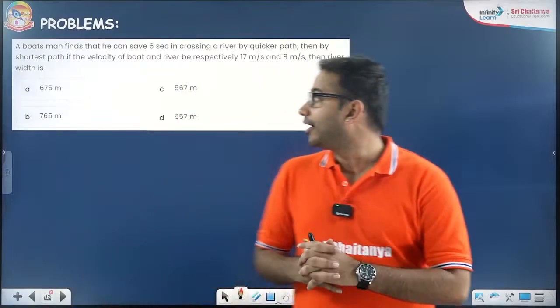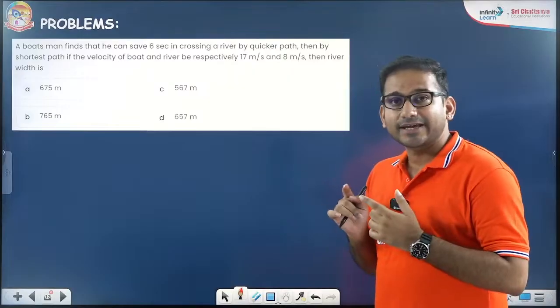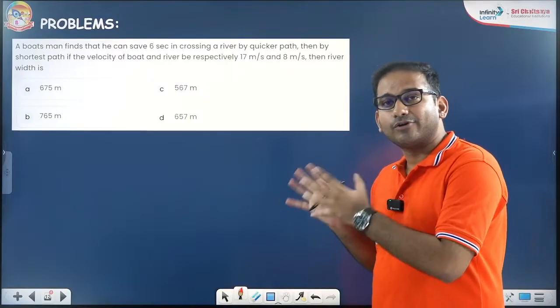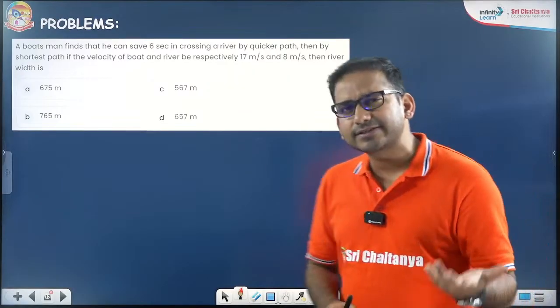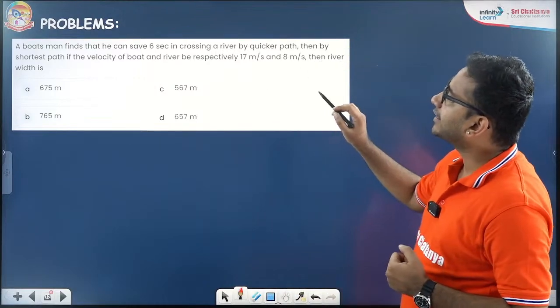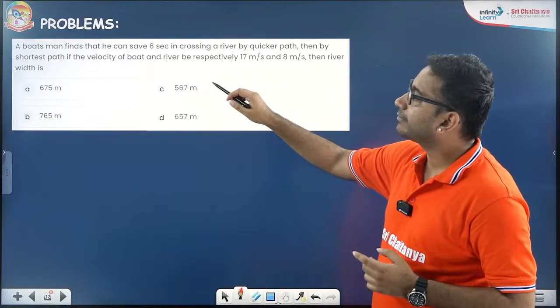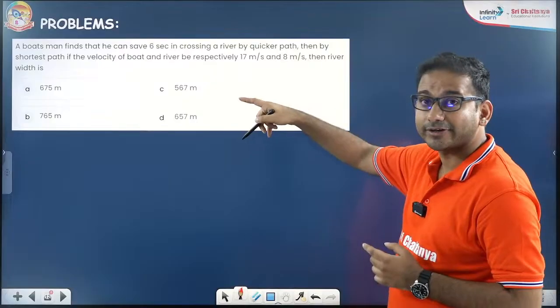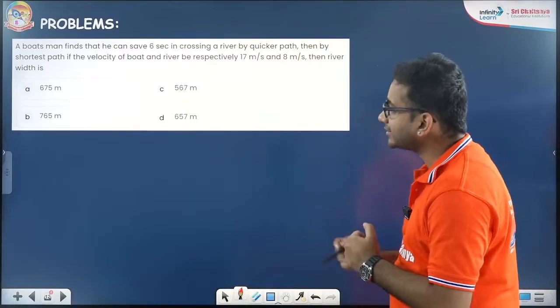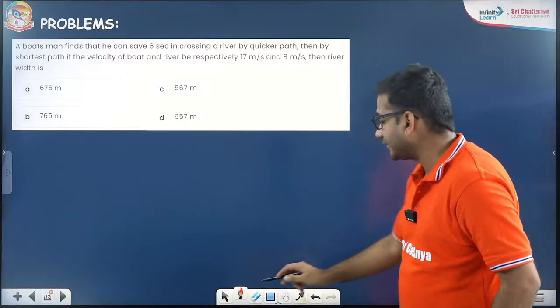Similar problem. A boatman finds that he can save 6 seconds. This time, similar problem that involves both of them, but some other parameters are given and some other parameters are required. So, boatman finds that he can save 6 seconds in crossing a river by quicker path than by shortest path. Quicker path and shortest path difference, this time it is 6 seconds. If the velocity of boat and river be respectively this and this, then the river width is.